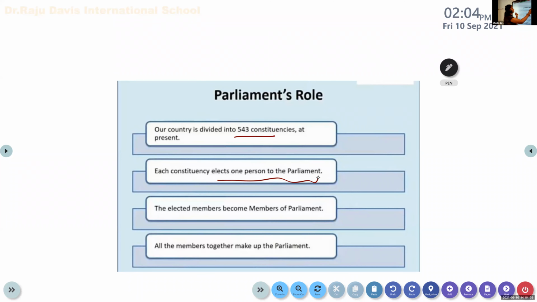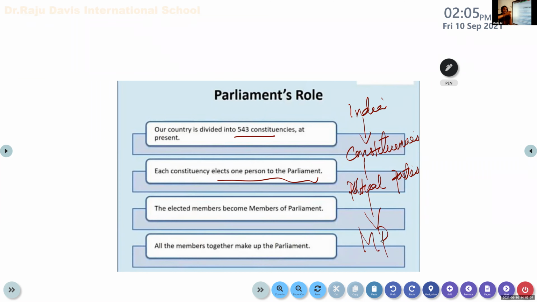So India is divided into various constituencies, and from each constituency the political parties will contest. If a person from BJP scores the maximum votes, he will become the MP. So all these members from the 543 constituencies together make up the Parliament. Is it clear, children? Yes, ma'am.